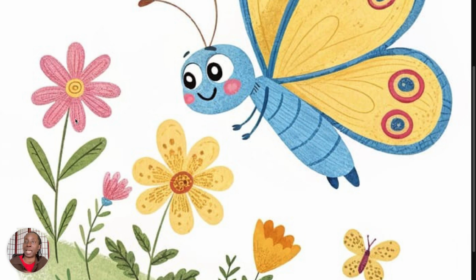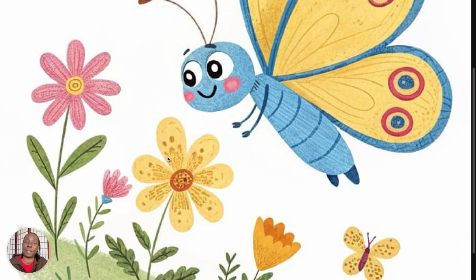And it has how many petals? This is called a petal, a flower petal. And there are 1, 2, 3, 4, 5, 6, 7, 8. 8 flower petals on this flower.